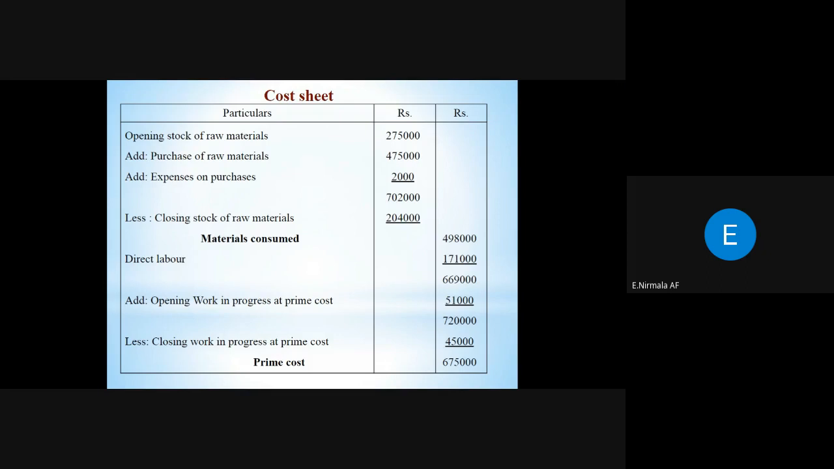Then we have to enter direct labor. Here we don't have direct expenses, right? Then here we have opening work in progress at prime cost, then closing work in progress at prime cost. So usually what we will do, we will add all the opening items and we will deduct the closing items. Then we will get a prime cost of rupees 6,75,000.